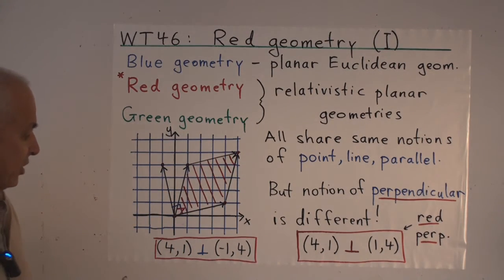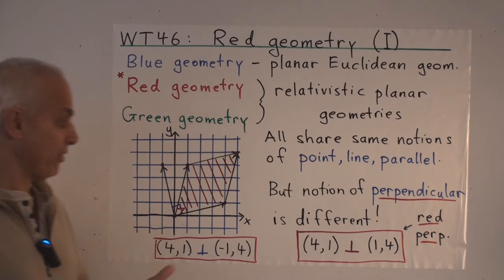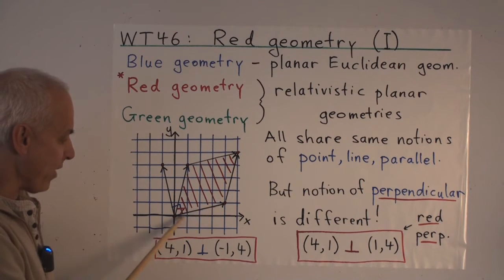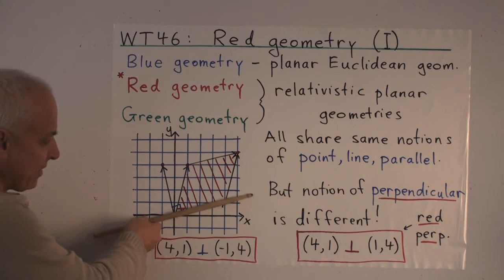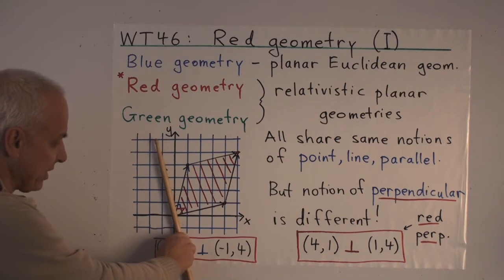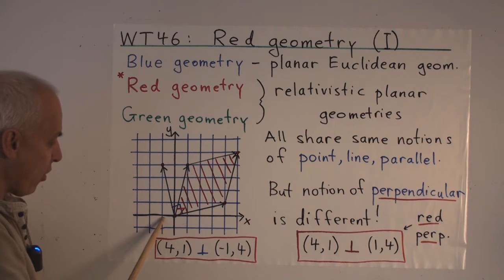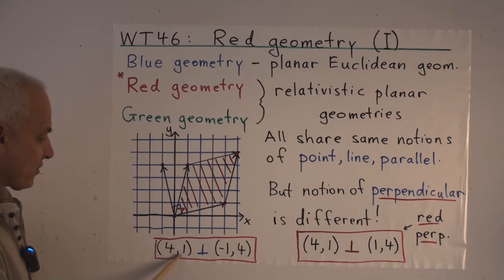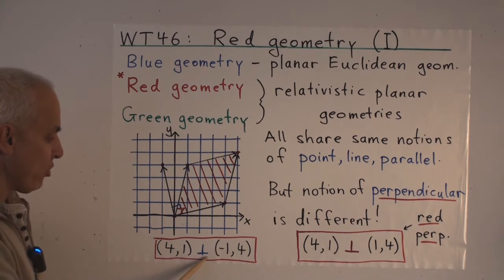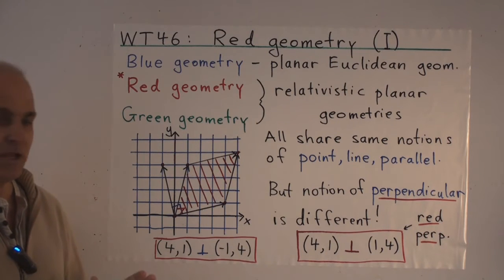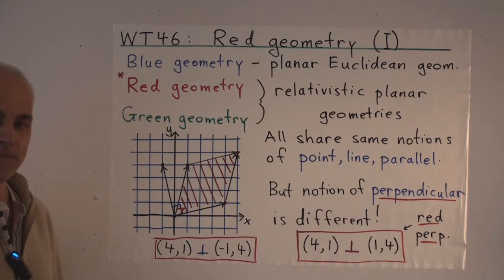So let me remind you that the usual notion of perpendicularity, the blue notion, goes like this. Here's a vector 4, 1: over 4, up 1. This direction is perpendicular to this direction. And how do we get this direction? We go over 1 in the opposite direction and up 4. So the vector 4, 1 is blue perpendicular to the vector minus 1, 4. That's our familiar notion of perpendicularity.